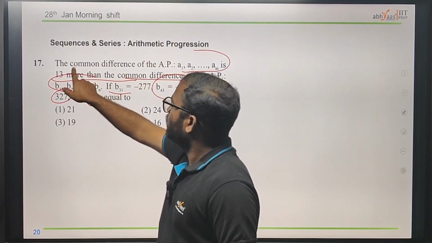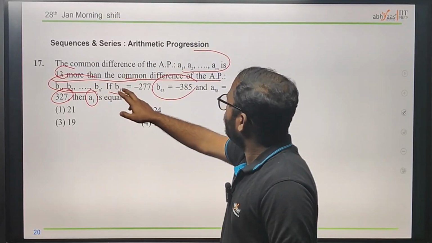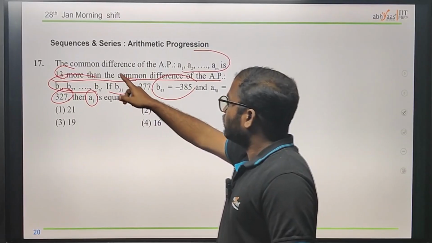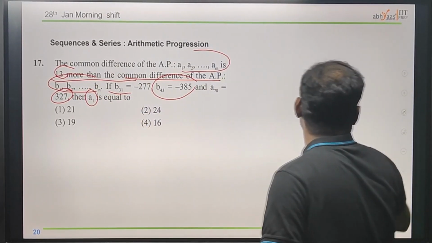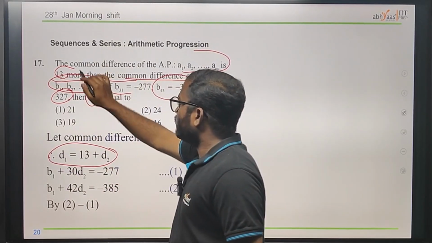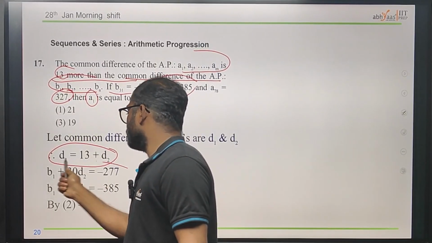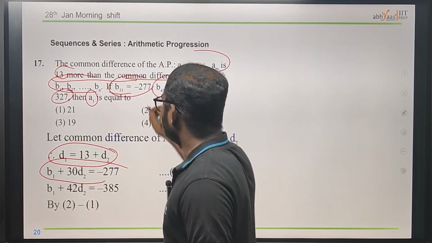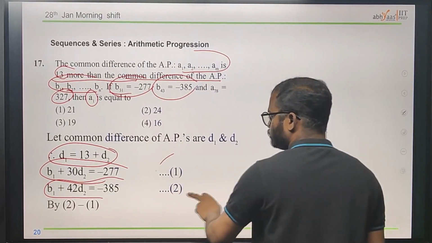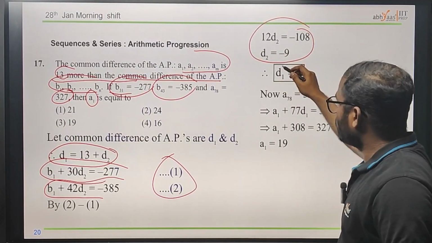They have already given the common difference relationship between the two APs: 13 times more, which means D1 is 13 plus D2. From B31 and B43 we get two equations, and by using these two we can solve to get D2 equal to 9.